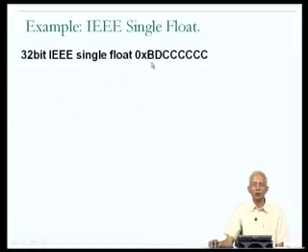So this is a 32-bit value. How do I know that it's 32 bits? Remember that each of these hexadecimal digits actually corresponds to 4 bits, right? And there are 8 of them, therefore this is a 32-bit value.